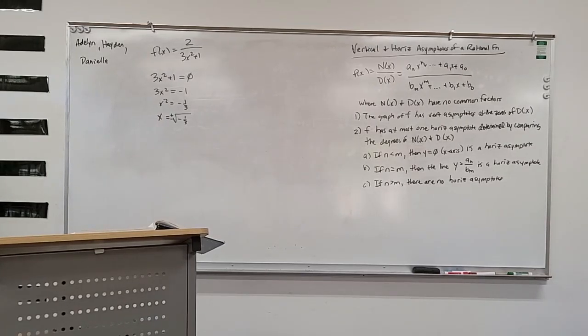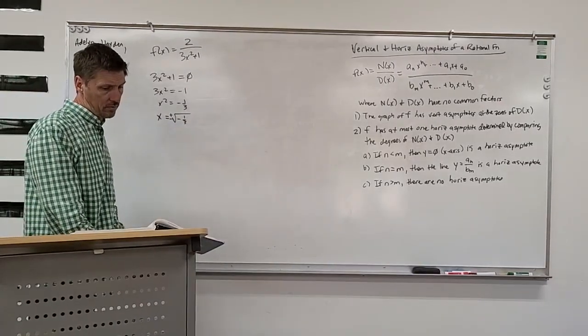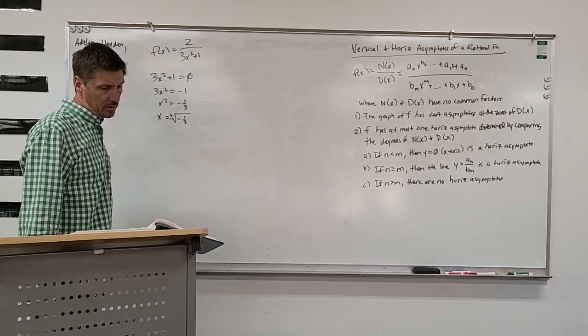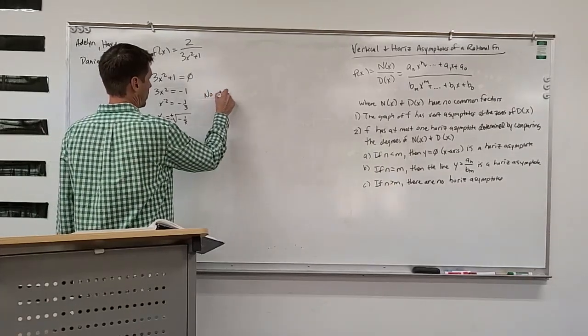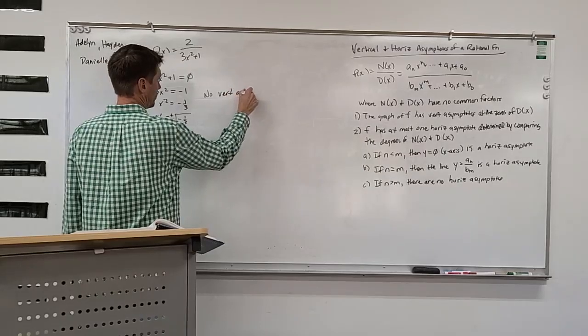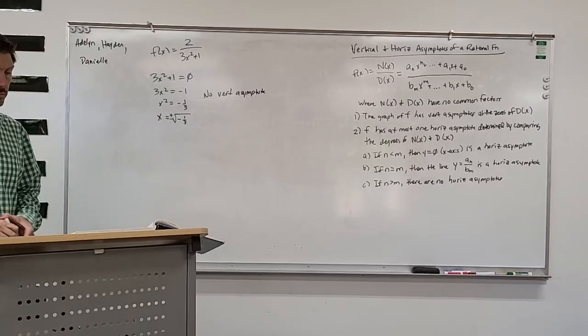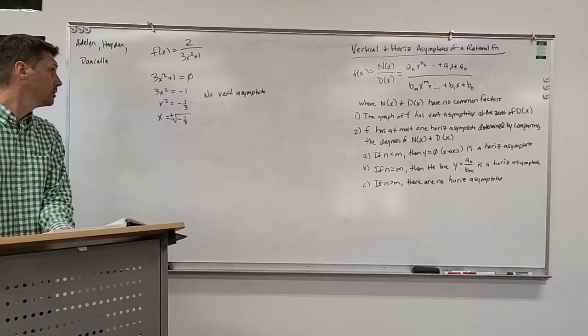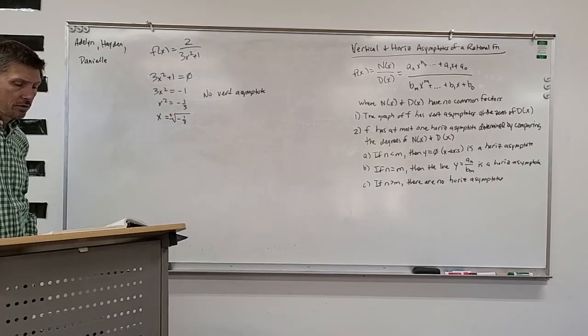And that's the square root of a negative number. So our answer is going to be an imaginary number, and so there are no real solutions, so there's no vertical asymptote. If you don't get a real solution when you determine the zeros for the denominator, then there's no vertical asymptote.